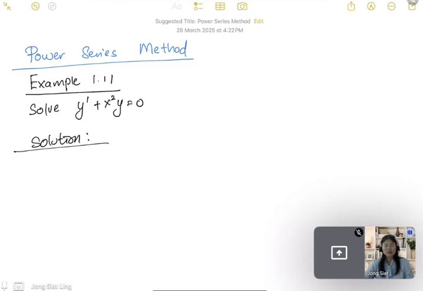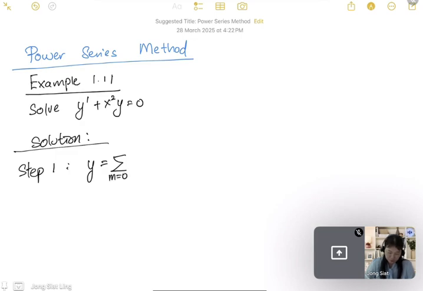Let me show you another example on the power series method. So the question is like this. Solve y prime plus x squared y equal to 0. Okay, how to solve these questions? So first of all, you must know the y. So that is the first step. Okay, let me show you step by step. Step 1 is y. Y, you still remember? Do you still remember the formula?